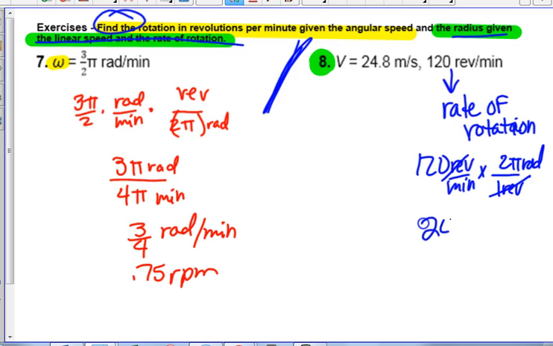So we end up with 240 pi radians per minute. That sounds really good until you look up here and you realize that this linear velocity is in meters per second. Ugh! All right, let's change this to seconds. So 1 minute is 60 seconds. What's 240 pi divided by 60?